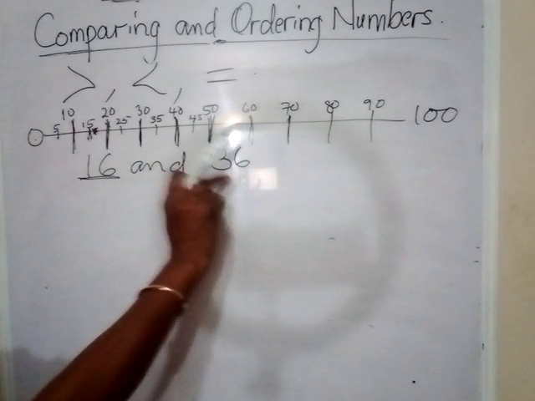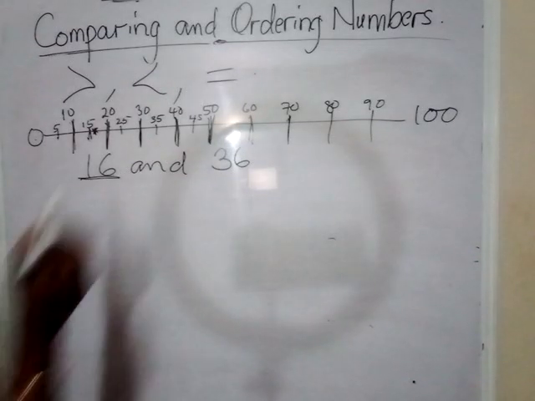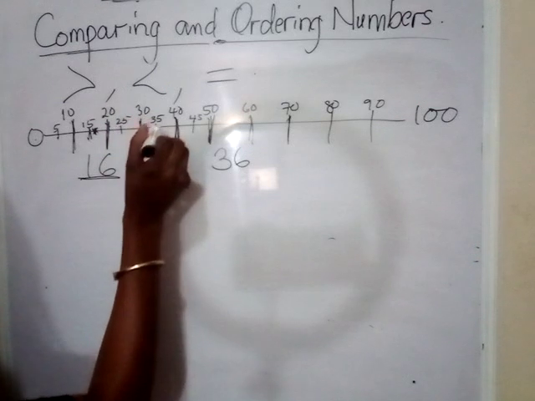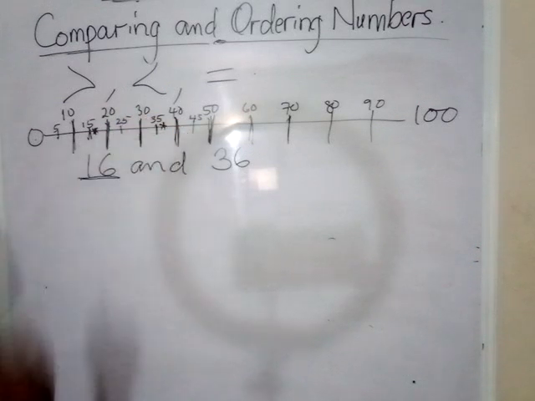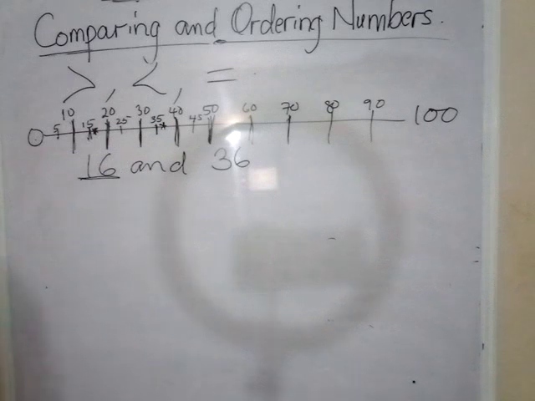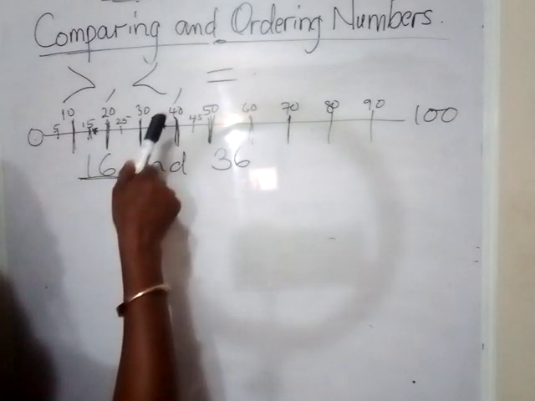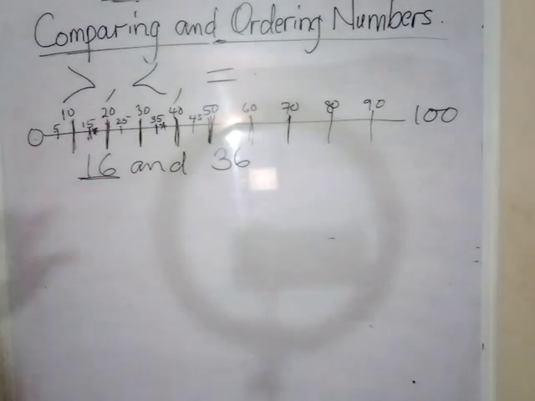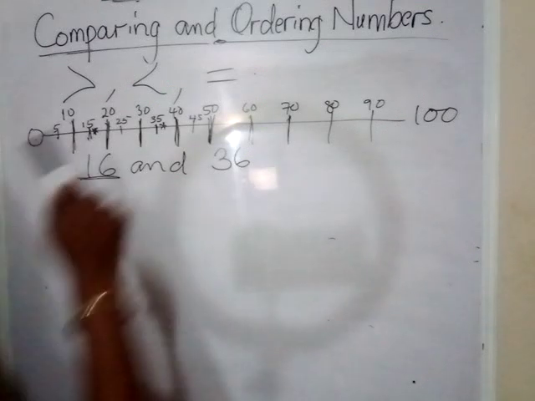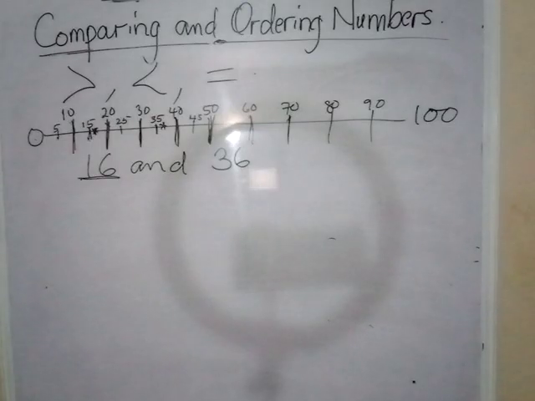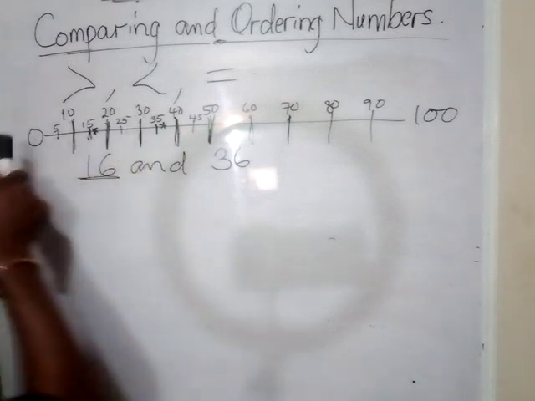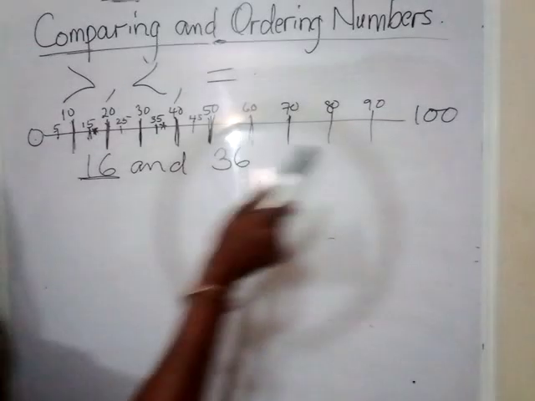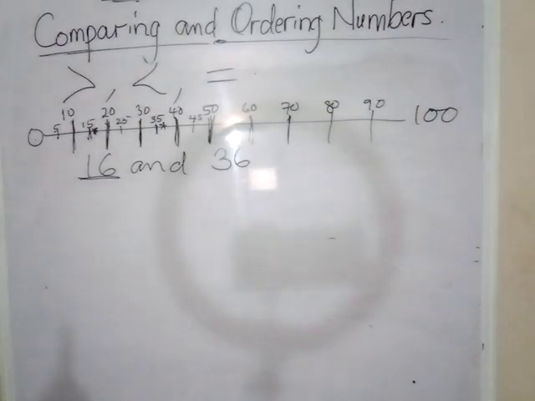Now let's try and locate 36 on the number line. This is 30. This number here is 35. That means 36 is somewhere between 35 and 40, right? After 35, when you are counting your numbers, the next number is 36, isn't it? Now look at the number line. Which of these two numbers do you think is closer to 100? And which is closer to 0? You remember the rule. The closer it is to 100, the bigger. The closer it is to 0, the smaller.